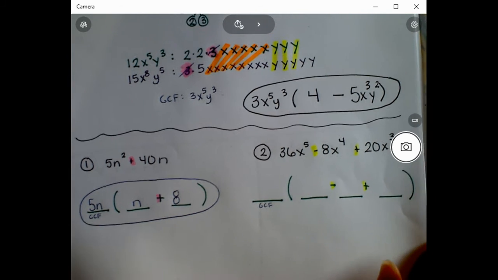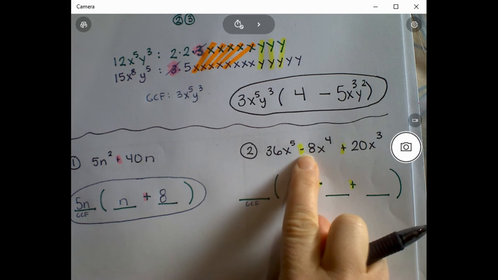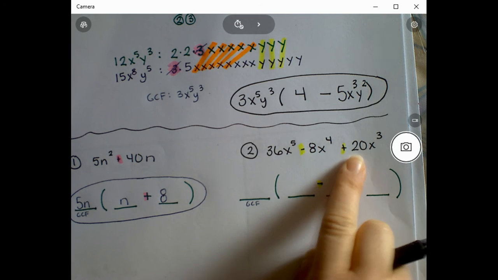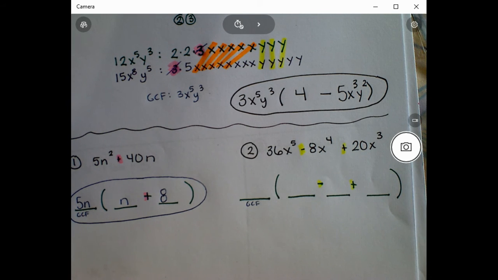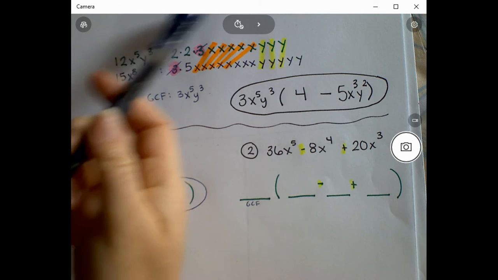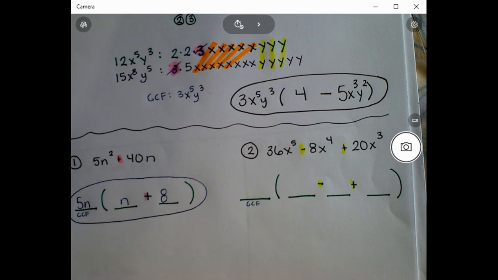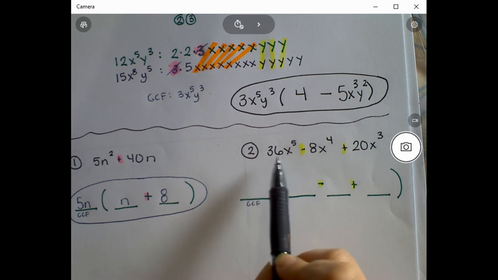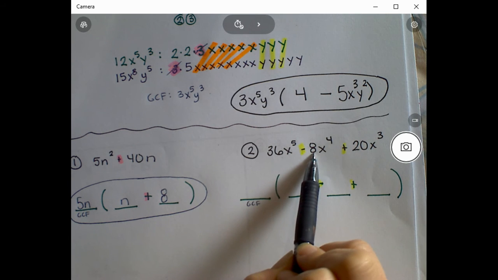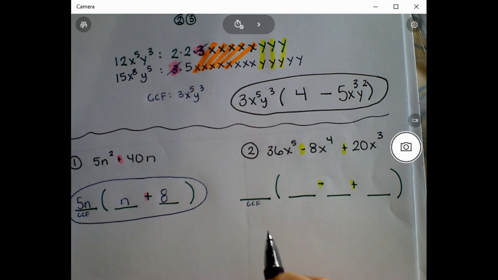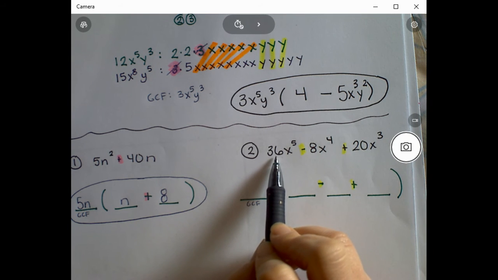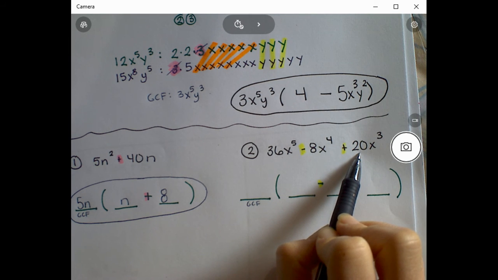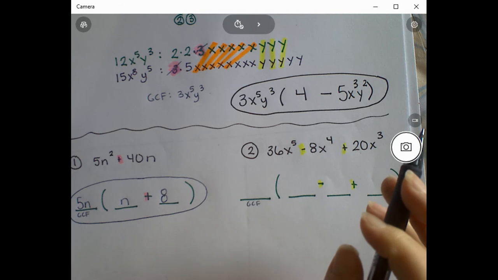All right, let's look at the next one. We have 36, 8, and 20 as our coefficients. So we're going to look and see what is the GCF of those. You can do it this longer way with prime factoring, or you can do it in your head. So I kind of look at it like this. Okay, 36. I know I can divide 36 by 6. Can I divide 8 by 6? No. Okay, so that doesn't work. Can I divide 36 by 2? Yes. 8 by 2? Yes. 20 by 2? Yes.